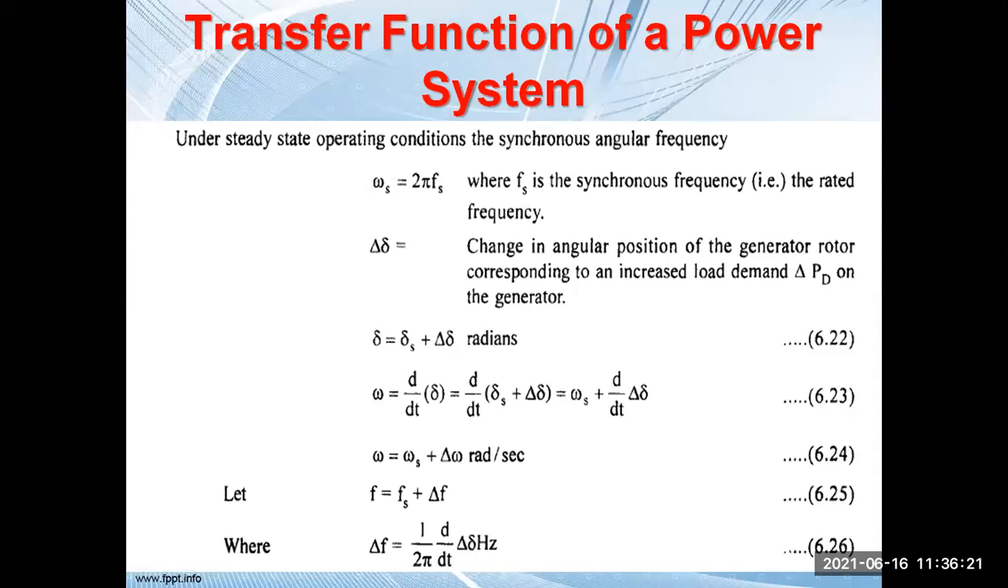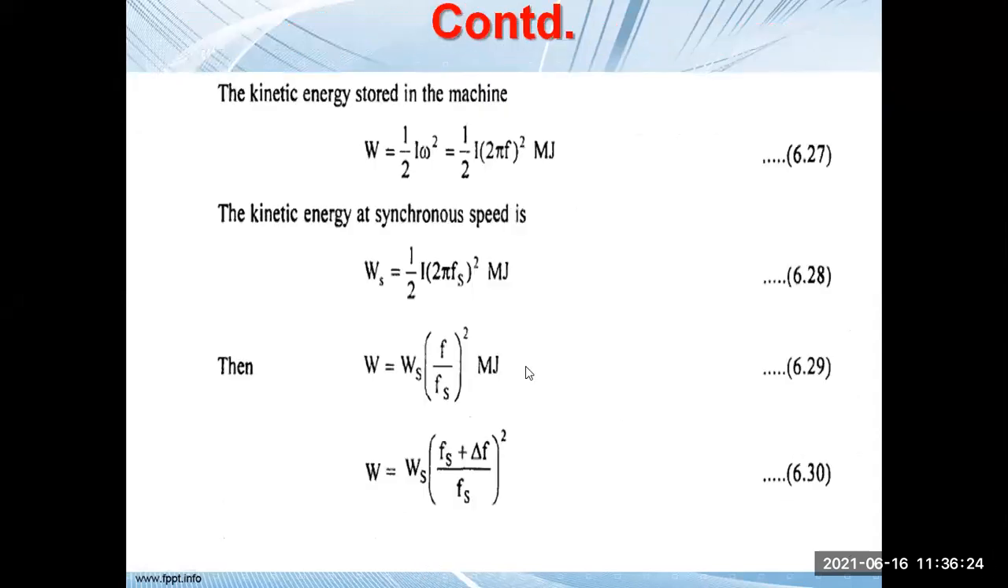Hello? Yes, sir. Okay. So now the first is the kinetic energy stored in the machine. Kinetic energy equal to half into I omega square. I is the moment of inertia, omega is your angular speed. So omega equal to 2 pi f. So this is half into I into 2 pi f square. Now kinetic energy at synchronous speed will be half into I into 2 pi fs square. So now we are taking the ratio, that is W by Ws. Let us say I will derive it.